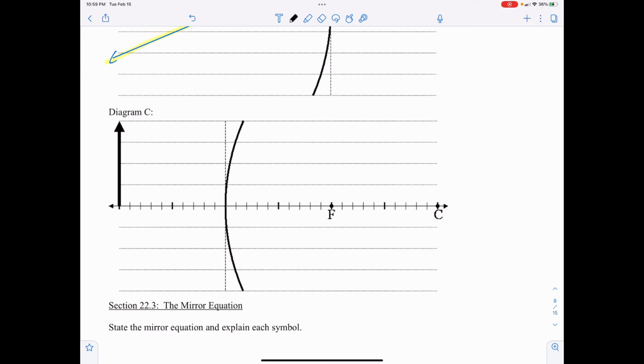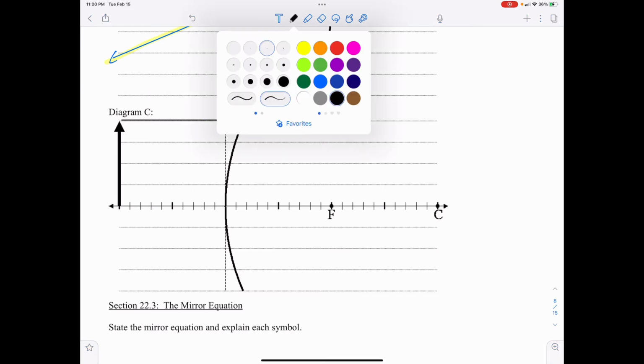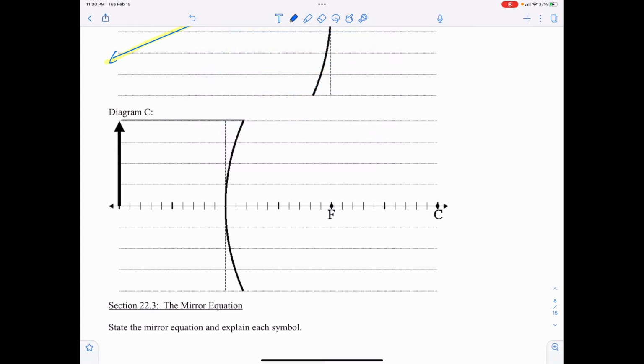Diagram C. What about when we take that object that is in front of a convex mirror? Well, the same rules apply. Okay, first ray goes parallel to the principal axis. When it reaches the mirror, it's going to reflect in such a way upward, like this, such that the back ray goes back through the focal point like that.